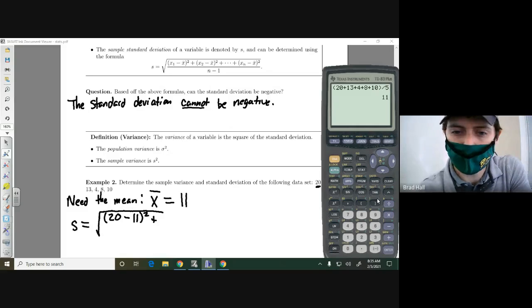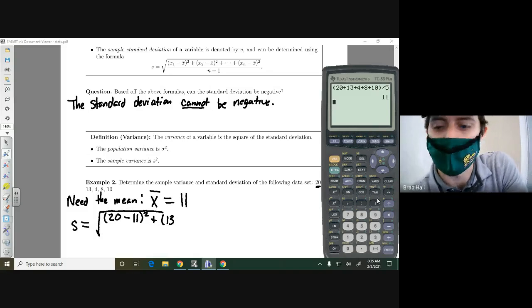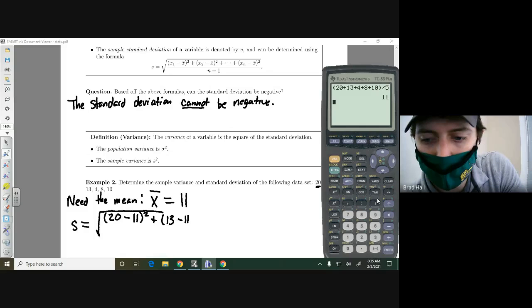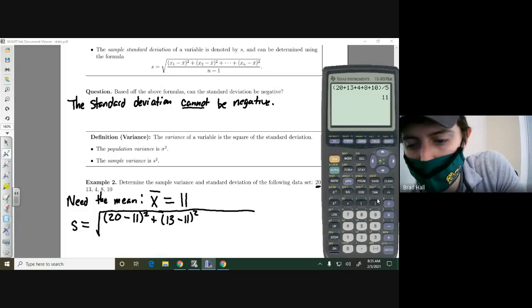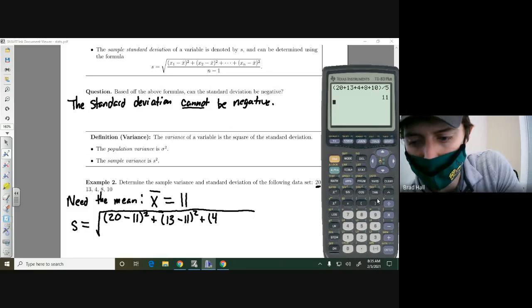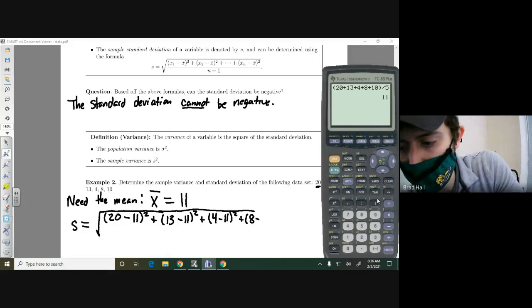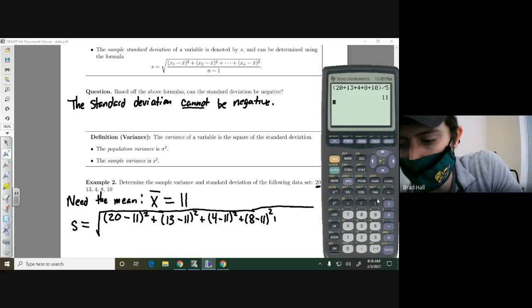So what was the next data value? It was 13. Now we find the difference between 13 and 11. So this is going to be a very long square root. And then what was the next data value? That was 4. So then the difference between 4 and 11. And then the difference between 8 and 11. And all of this is being squared, by the way. Then the difference between 10 and 11.